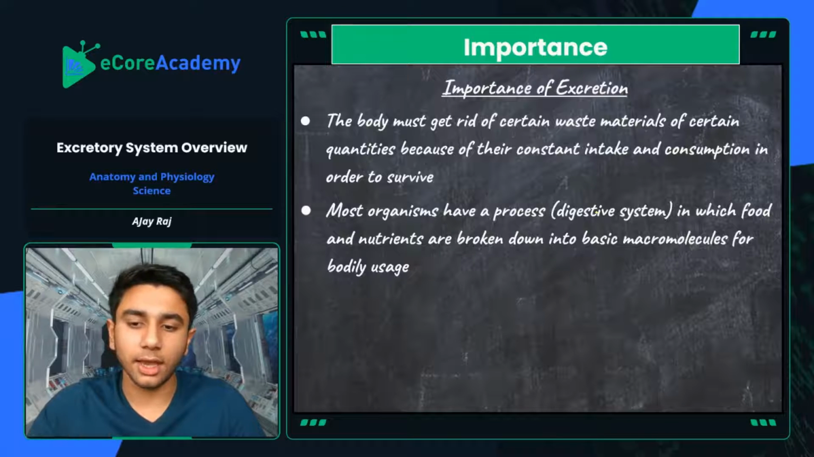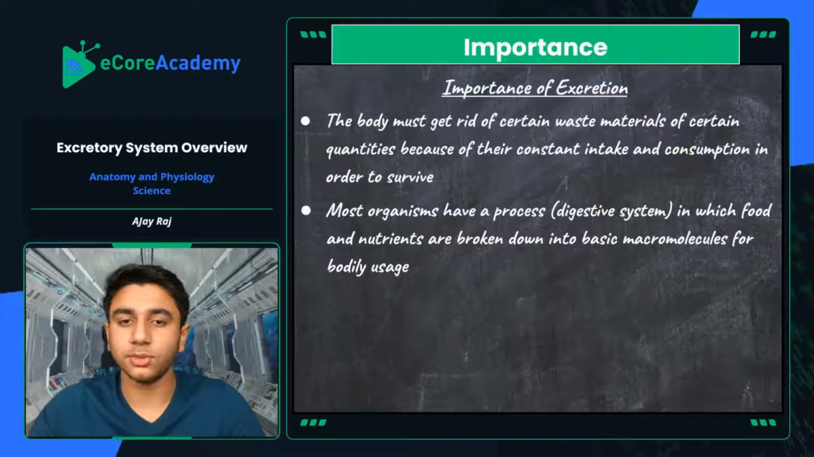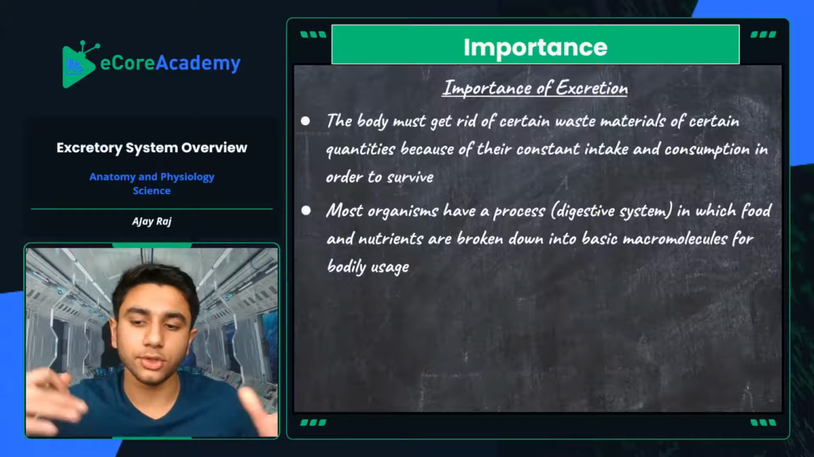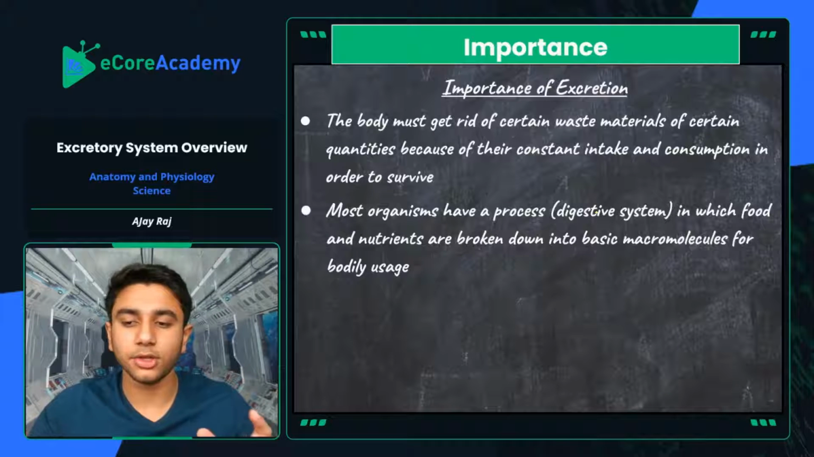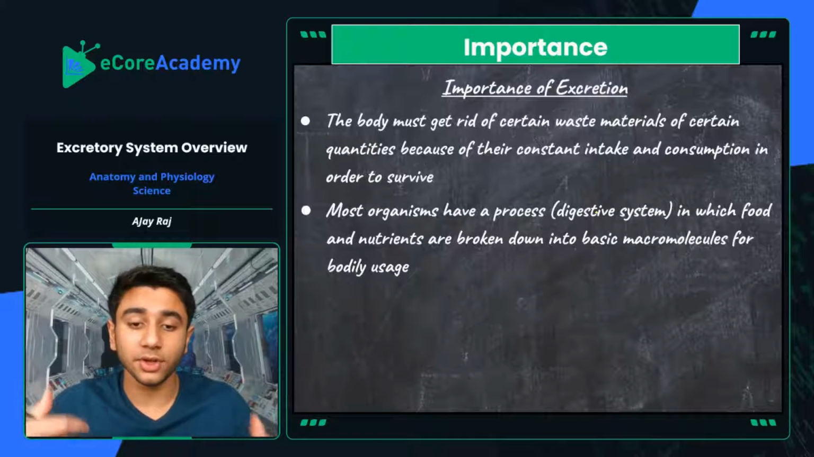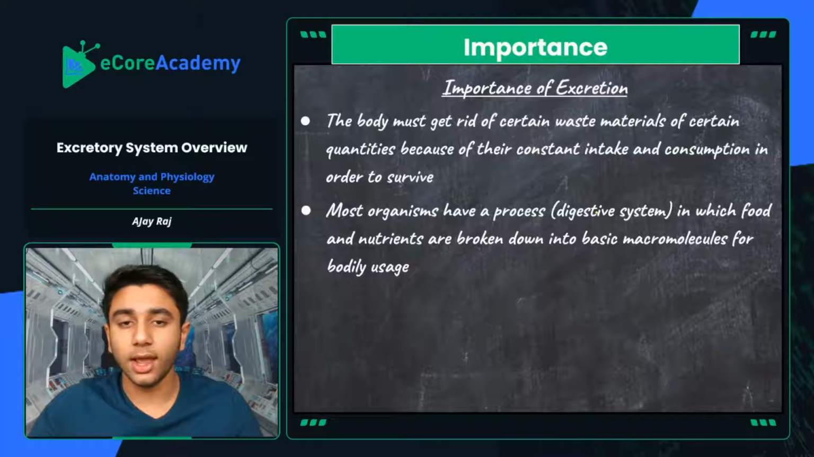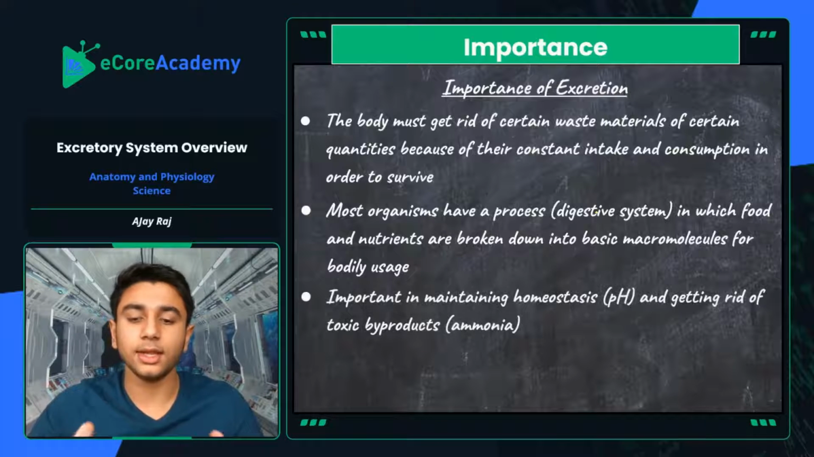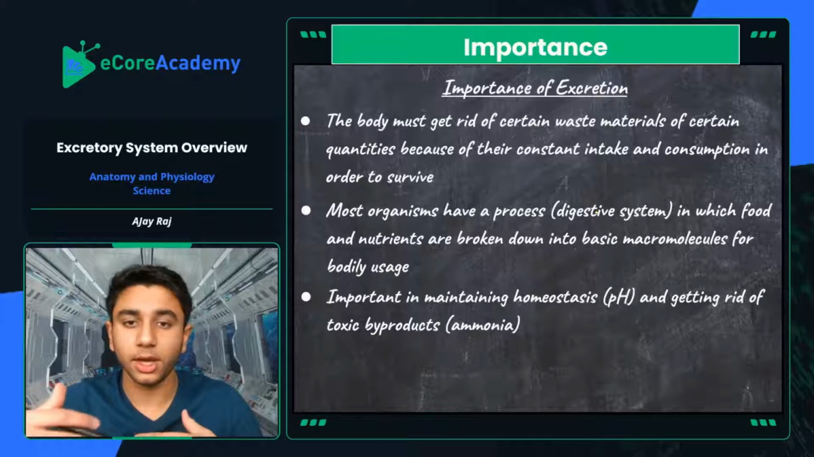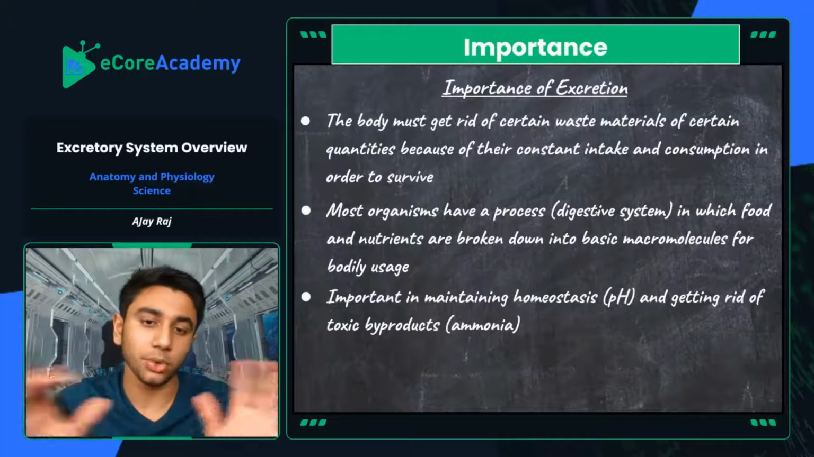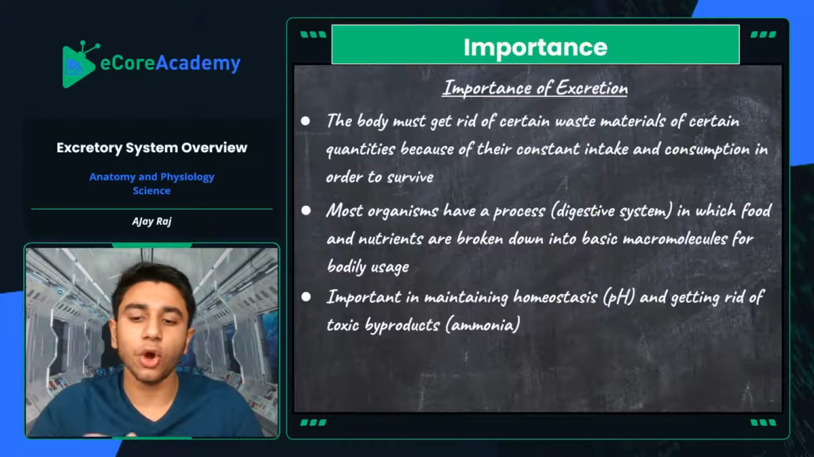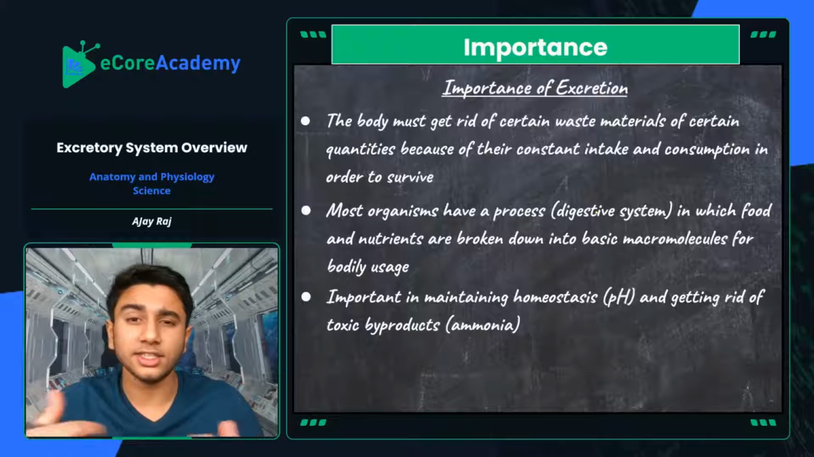But just to give you a recap, the digestive system is the process in which you're consuming food. Then the nutrients are broken down into basic macromolecules that are used for the body's functions and for bodily usage. And obviously, those things are going to be excreted, all of those byproducts that we don't need. And it's important in maintaining homeostasis, which of course is your pH levels, your acidity of your body, and getting rid of toxic byproducts such as ammonia.